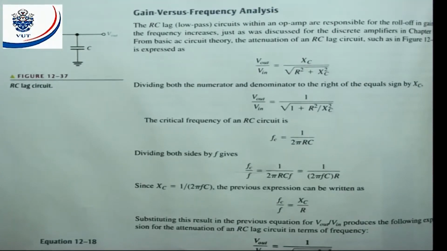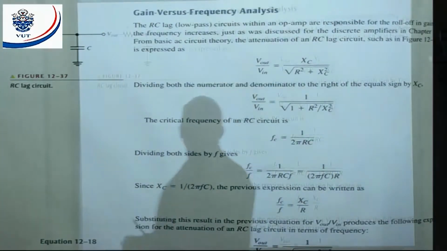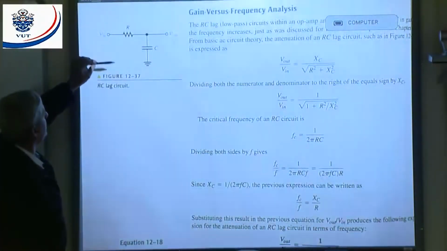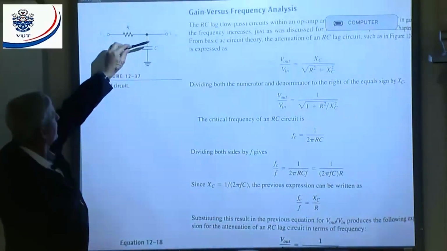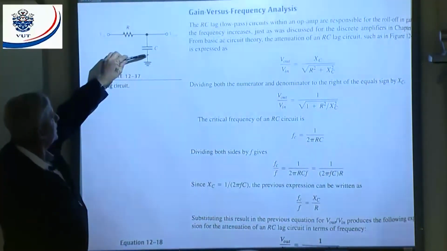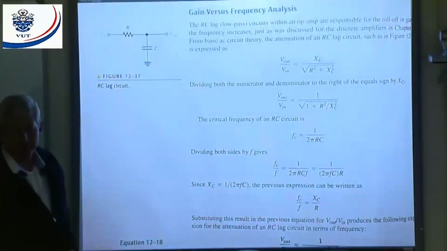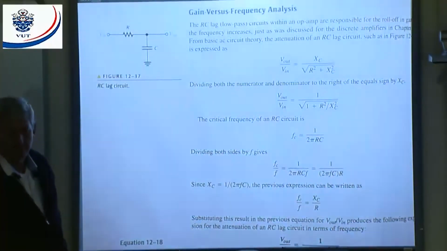Now, when you look at this RC circuit, here's my input, and there's my output. The output is directly across the capacitor. Now, we know if I apply a low frequency, what will my capacitive reactance be? Will it be high or will it be low? My capacitive reactance will be high. Capacitive reactance is basically the AC resistance of a capacitor.